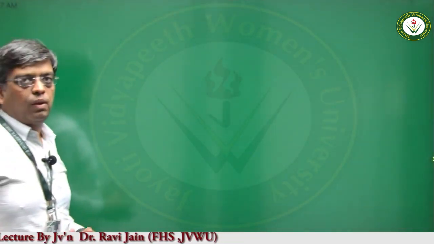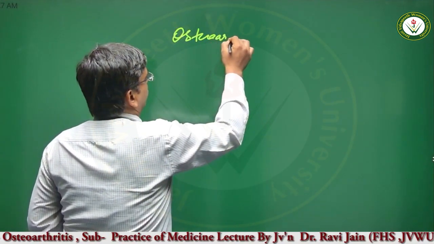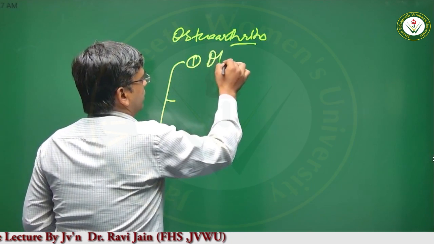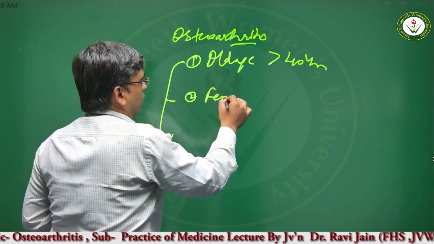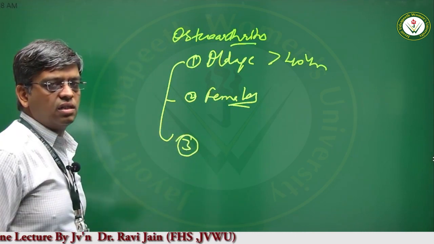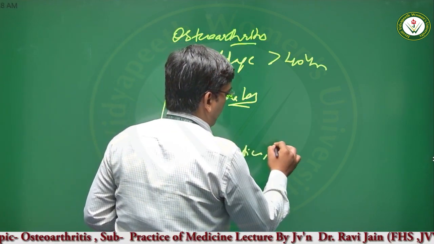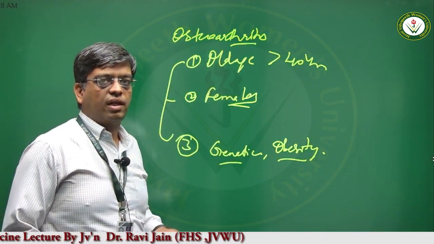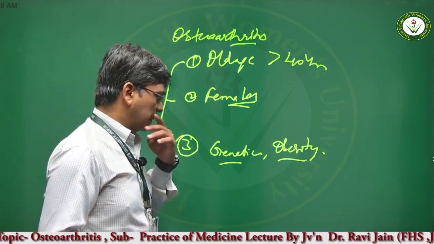Now, who are the people who are more prone to development of osteoarthritis? Osteoarthritis occurs in many people. Number one, in old age, more than 40 years of age. Secondly, more in females. And third, it is related to internal factors like genetic factors and obesity. These play a very important role. Osteoarthritis runs in families, and obesity, these are the important factors that are responsible for development of osteoarthritis.